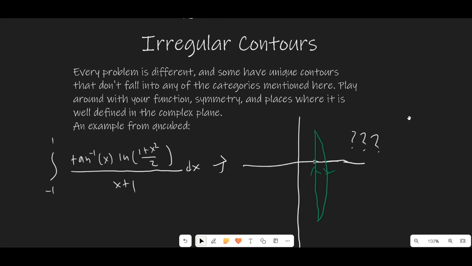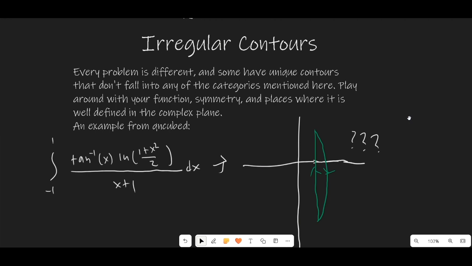Honestly, some problems are just going to have contours that you would never even think of, and that's okay because contour integration is a very advanced topic. You can't expect everyone to guess, oh, what if I try this random contour? But it's always worth a shot just trying something.